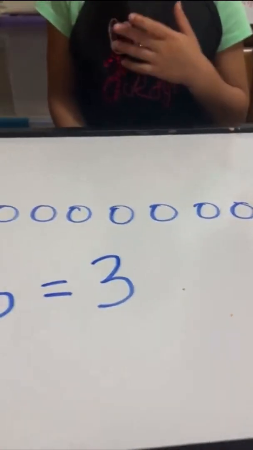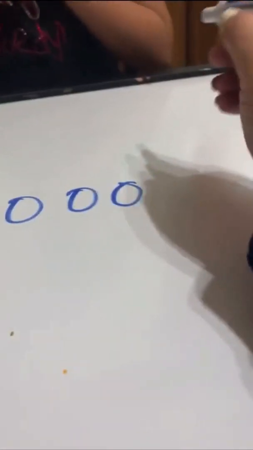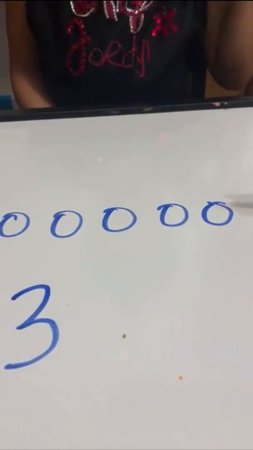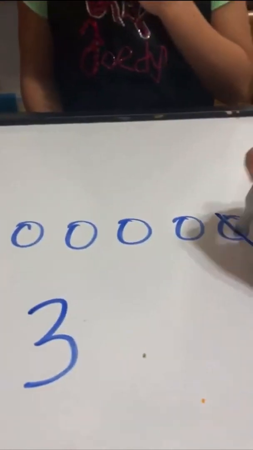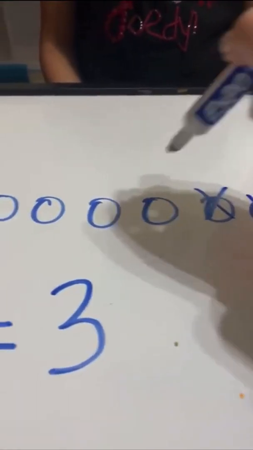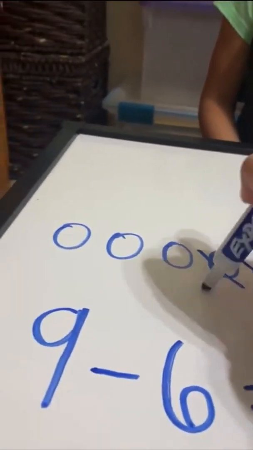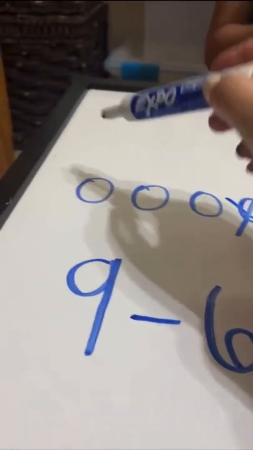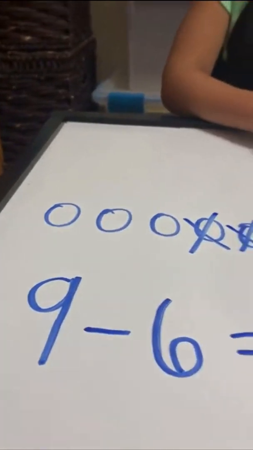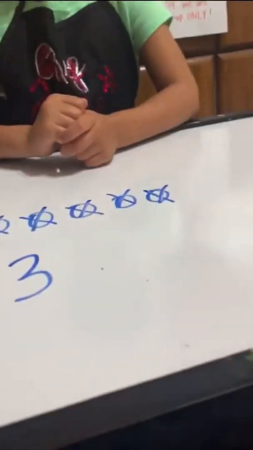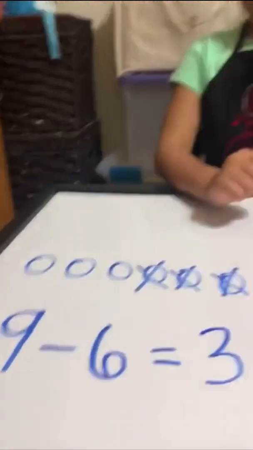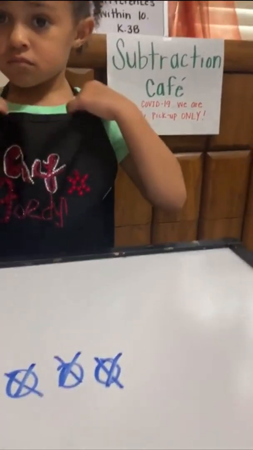Or we can say take apart. We don't always take things away. Sometimes we just take them apart. But in this case, the cookies did go away. So 1, 2, 3, 4, 5, 6. And we were left with 3 cookies. 1, 2, 3. Okay, Chef Jordan, I think I still want some more treats. What do you think?